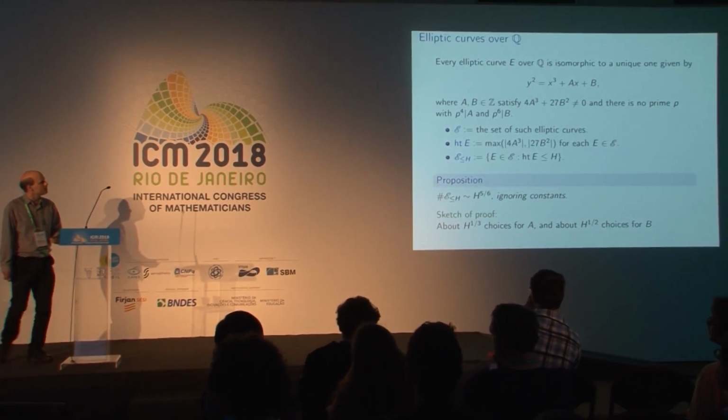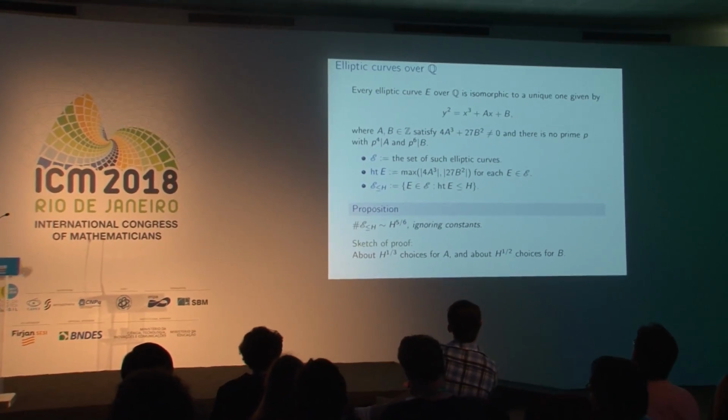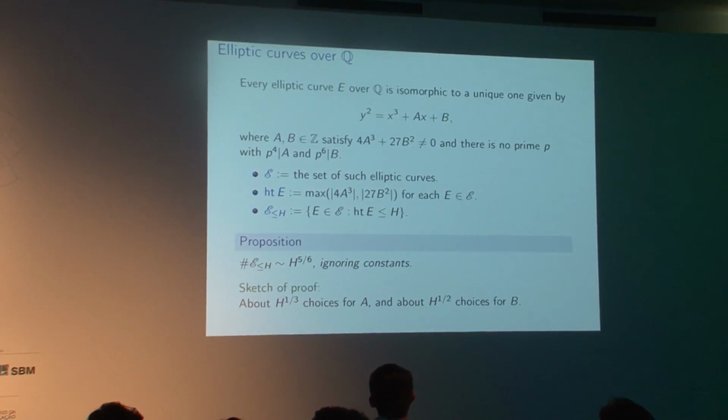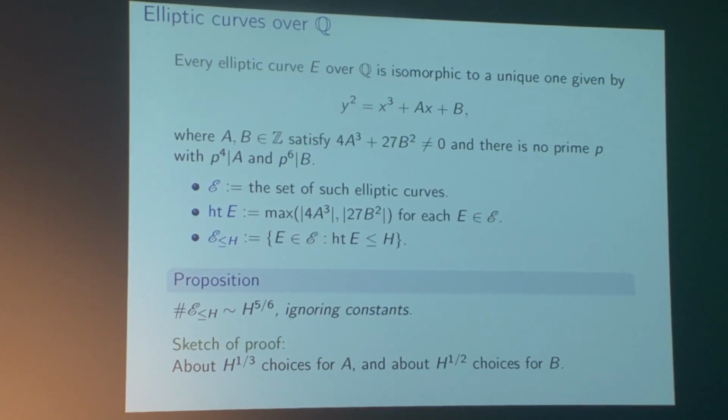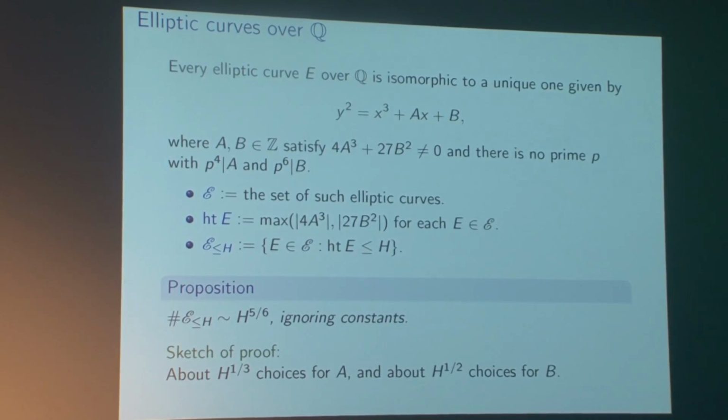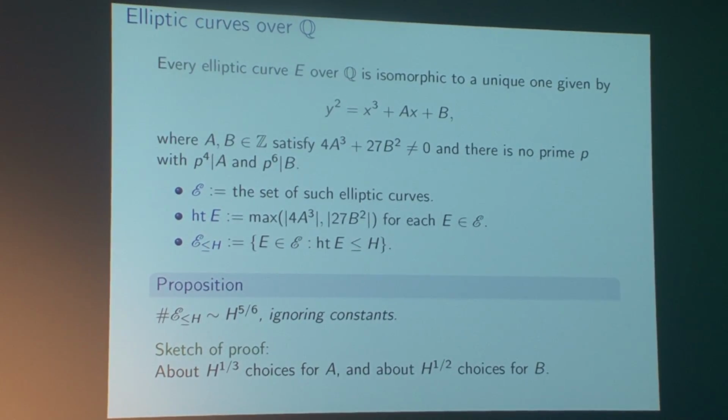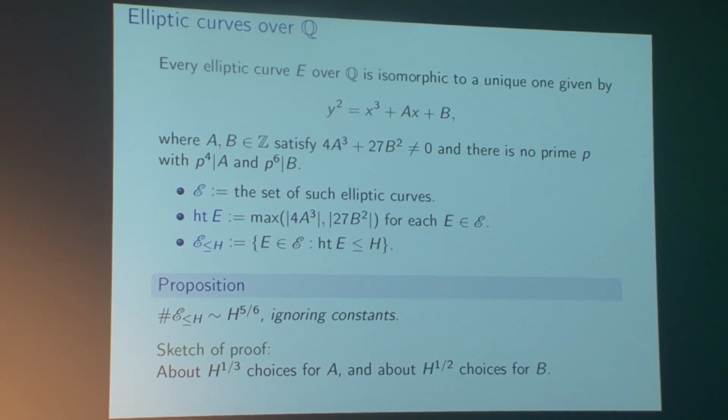Let me just first remind you what an elliptic curve is. We're going to be talking about elliptic curves over Q, and each one of those has an equation y squared equals x cubed plus ax plus b. It's the projective closure of such a curve, where a and b are rational numbers, but you can scale the variables and arrange for a and b to be integers. If you scale them just right, there's a unique scaling that makes it so that there's no prime p such that p to the fourth divides a and p to the sixth divides b. And there's also the condition that the discriminant, 4a cubed plus 27b squared, is non-zero. That's just the smoothness condition.